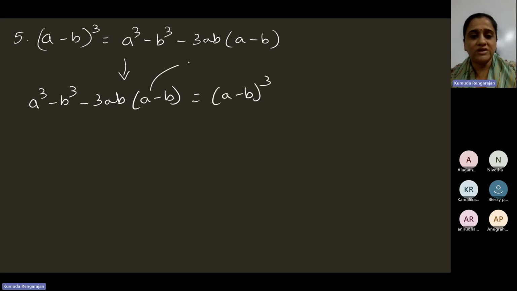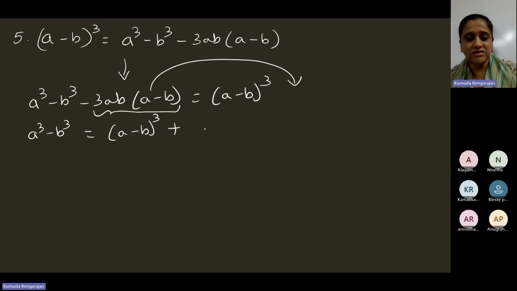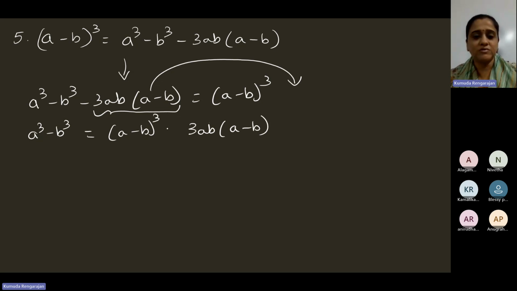Now when you transpose this term, we have a cubed minus b cubed is equal to (a minus b) the whole cube plus, this is one term, it will come as it is on the other side, 3ab into (a minus b). Minus becomes plus. Now working ahead with this, (a minus b) is common, right? This is one expression, this is the other expression connected by a plus sign: (a minus b) the whole cubed, and here we have (a minus b). So (a minus b) is common.